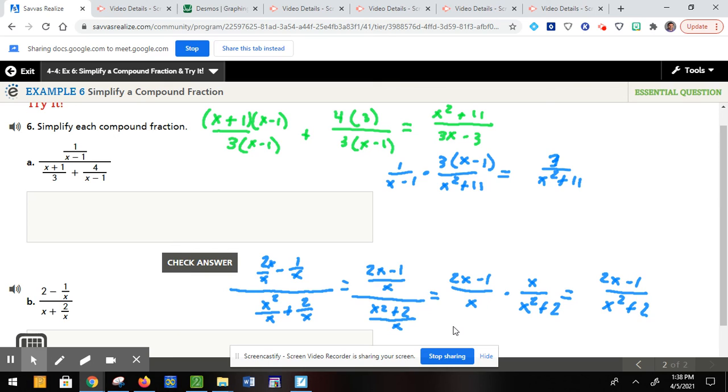A fraction divided by a fraction is the same thing as that fraction multiplied by the reciprocal. So the denominator just became the reciprocal, and now multiplying, the x's cancel out, and what you're left with is 2x minus 1 over x squared plus 2.